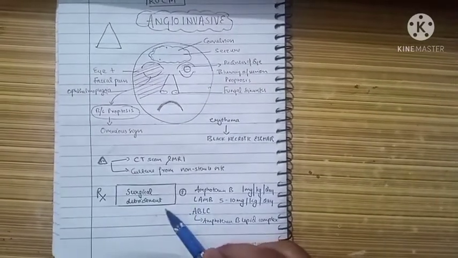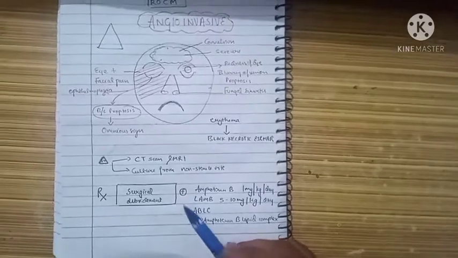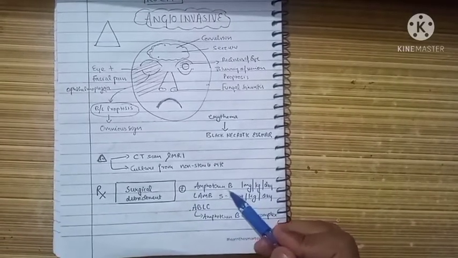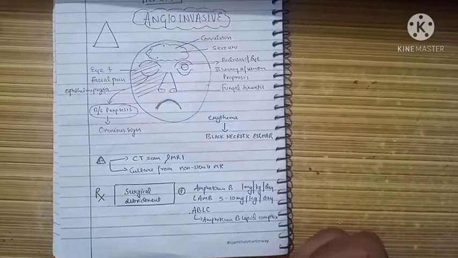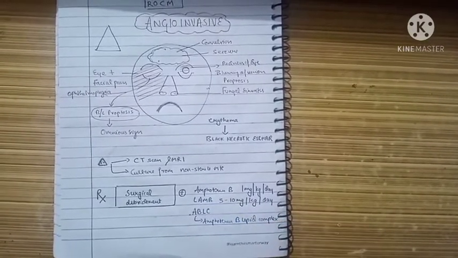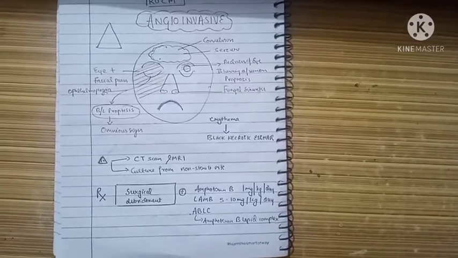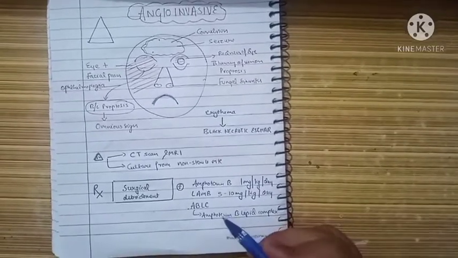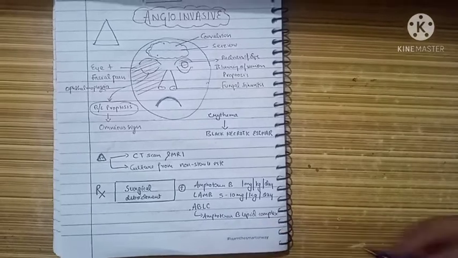We do surgical debridement of the area, plus we use amphotericin B, that is 1 milligram per kg per day. We can use the better liposomal amphotericin B, that is 5 to 10 milligram per kg per day. Or a third thing that we can use is amphotericin B lipid complex.